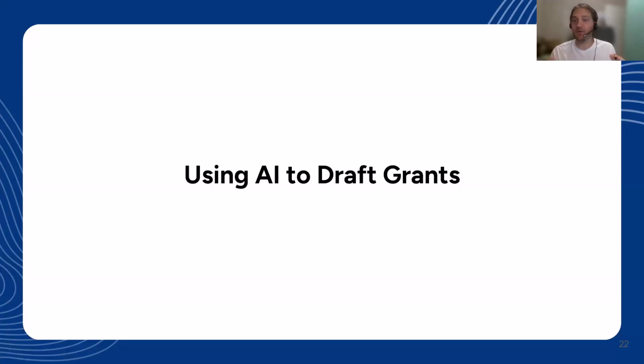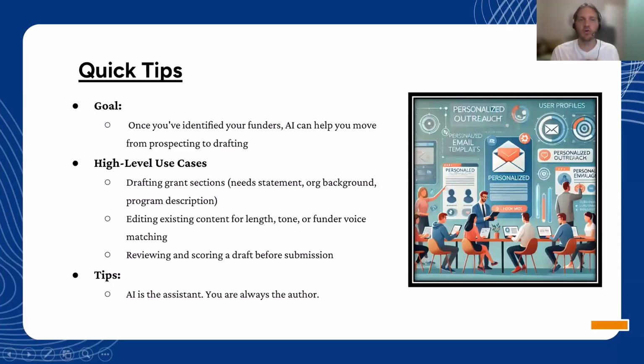We do some pretty in-depth webinars just on this one, but we just wanted to touch on some of the high-level things that you can do to streamline some of your grant writing. So just some overall quick tips. Once you've identified some funders, AI can quickly help you move from prospecting to drafting. There are some high-level use cases.